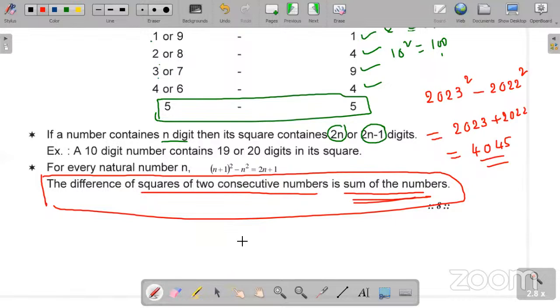I'll give one question to you. You try to solve it. 5047 whole square minus 5046 whole square. What is your answer? I'll check your chart section.